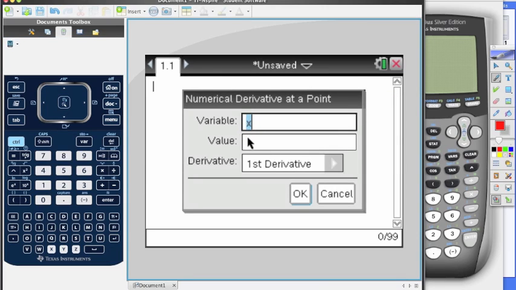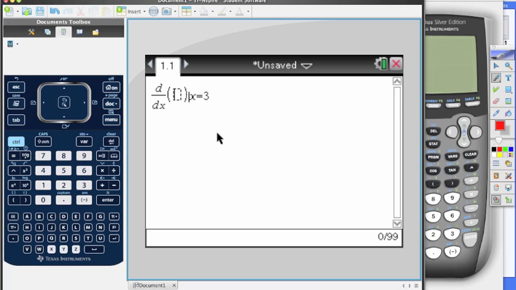You usually just use x, and then the value that you want to find the derivative at. So if I want to find the derivative at x equals 3, I just plug in 3 and say OK. At this point, I type in the function that I'm using. Say I'm using x squared, and just hit enter, and it'll give me the derivative at that point.